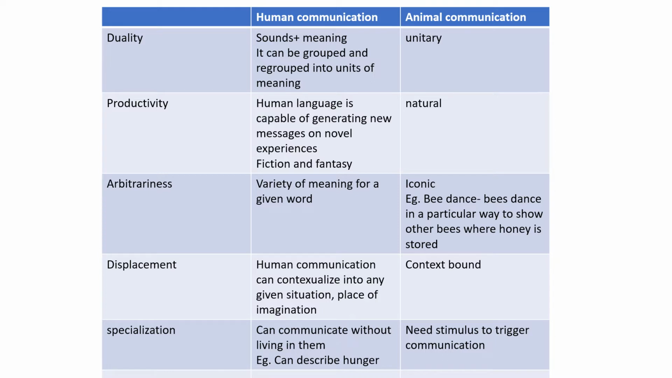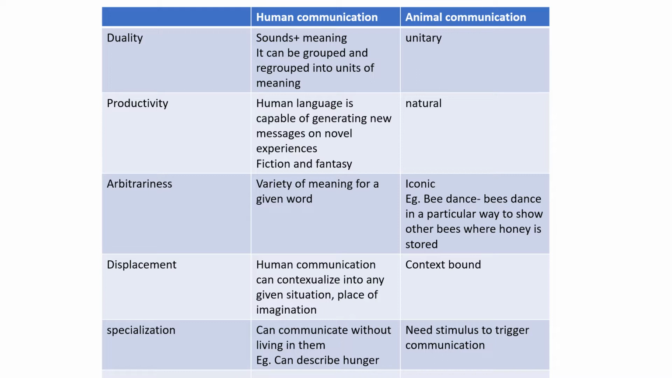Coming to arbitrariness. Arbitrary means variation, variety. In human communication, there is a variety of meaning for a given word, just as I said in the example of carrot. Or if we take yet another word, for example the word read. When I say read, it refers to the verb reading, and if I say reed, it refers to the plants. Just one word has been given many meanings. That is just an example in point.